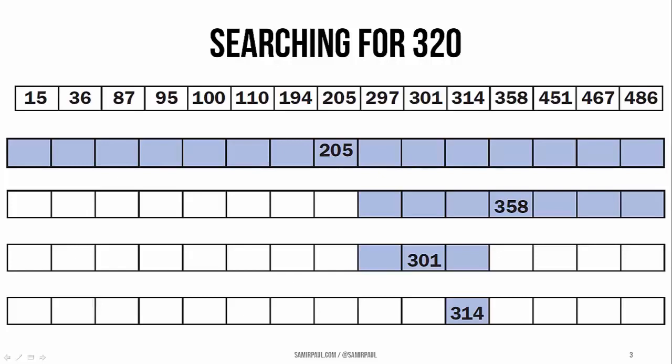It's got to be less. Look at 301. Okay, it's got to be more than 301. The only element left then is 314, and that is not the target element, so we know our target is not in the list. And that's after only 4 steps. If the search value had happened to be 205 or 358 or 301 or 314, we'd have actually located it, we'd have found it in 4 or fewer steps. In fact, binary search is guaranteed to search a list of 15 sorted elements in at most 4 steps.